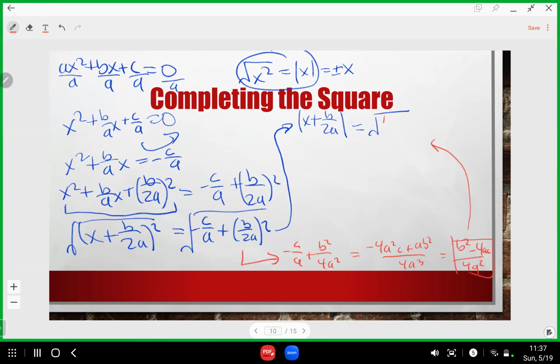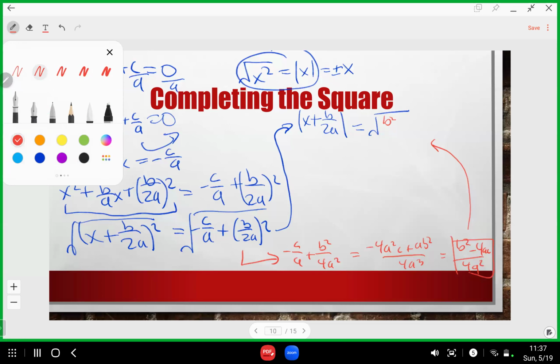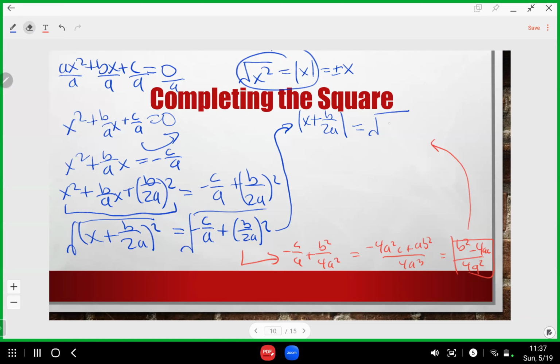This is this. Okay, this goes into here. b squared minus 4ac over 4a squared. And of course, x plus b over 2a. And since we're taking the absolute value, let's unwrap it. So that's plus or minus the square root of b squared minus 4ac over 2a.